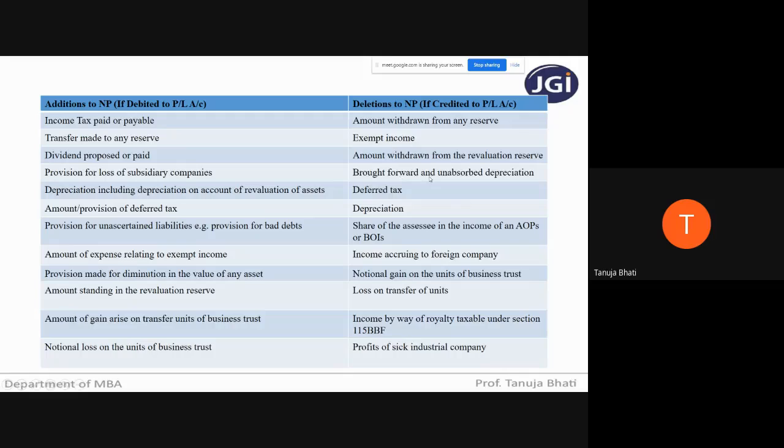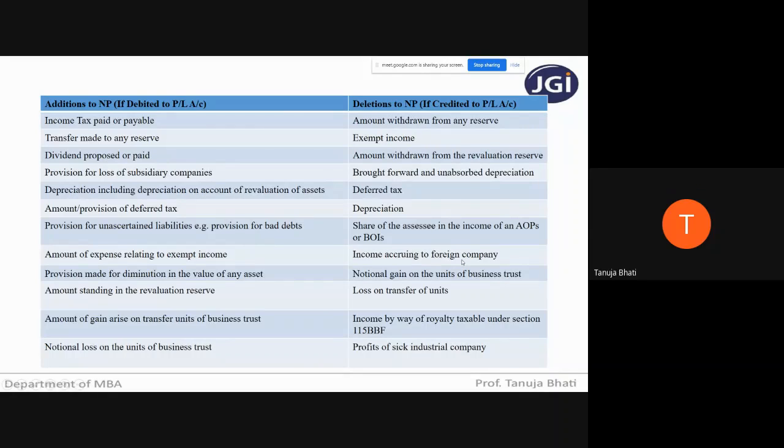Then brought forward losses and unabsorbed depreciation. So any depreciation which is brought forward from the previous year and unabsorbed depreciation, you are supposed to reduce it from the net profit. Next, deferred tax, and share of an SSC in the income of an AOP or BOI if it is given on the income side, because we want to know what is the book profit of the company, right? So if any share of the SSC is there in the income of AOP or BOI, you're going to reduce it from the net profit.